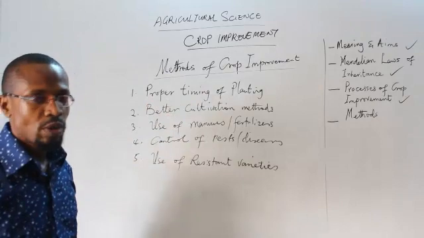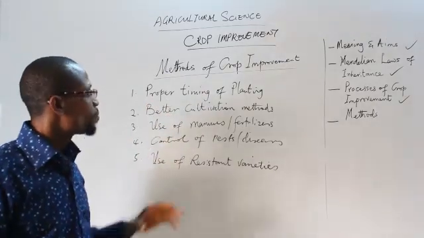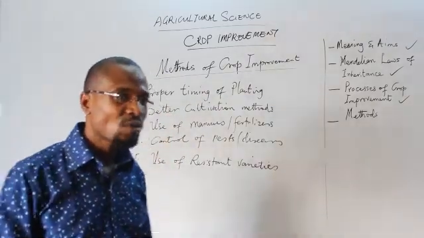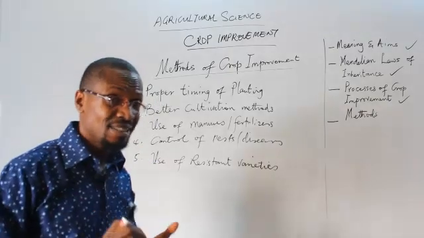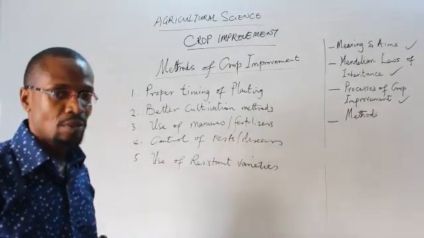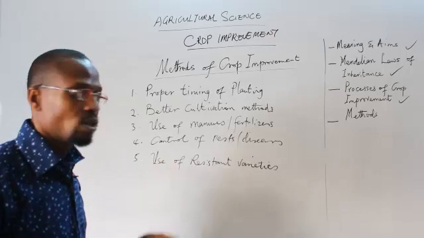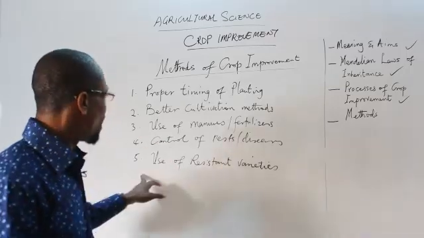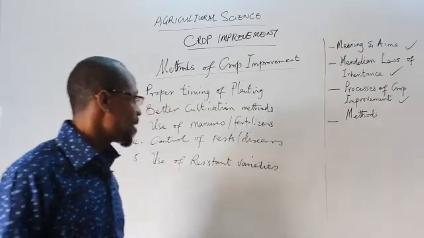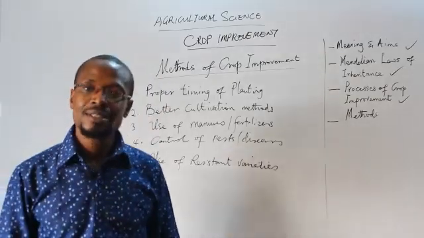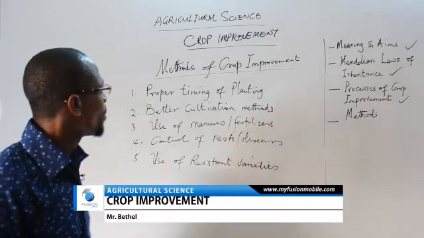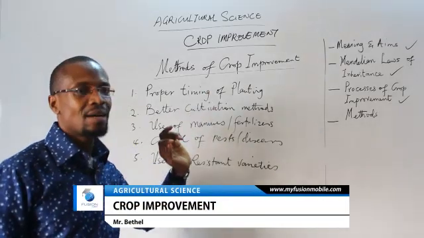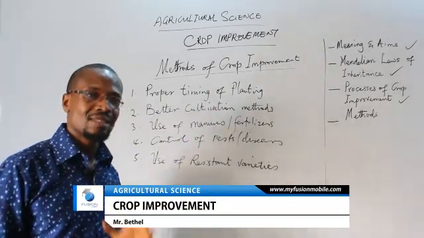Now, the others we will be considering, we have proper timing of planting. We have better cultivation methods. We have use of manures and fertilizers, control of pests and diseases, and finally, we have the use of resistant varieties. What do we mean when we say proper planting timing?